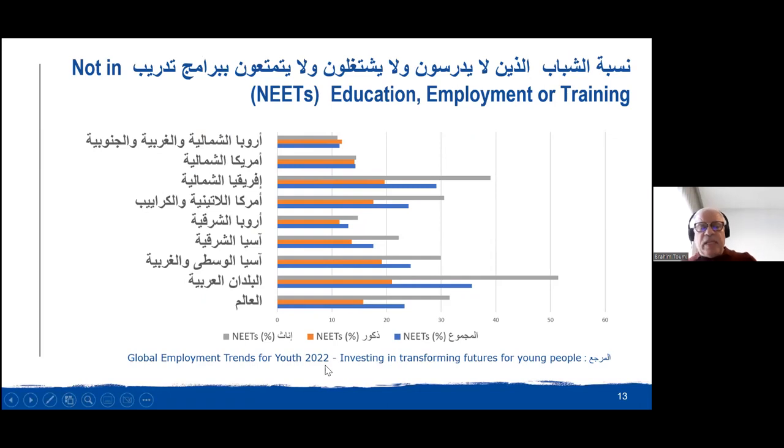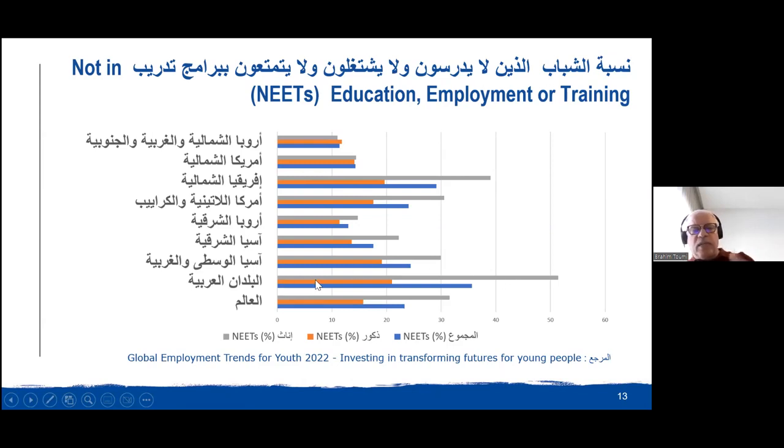We have the Global Employment Trends for Youth 2022, published by the ILO, that we use to understand the situation for different categories. For instance, in blue, you can see the rates for men and women. And we can see a big difference between men and women in this respect.